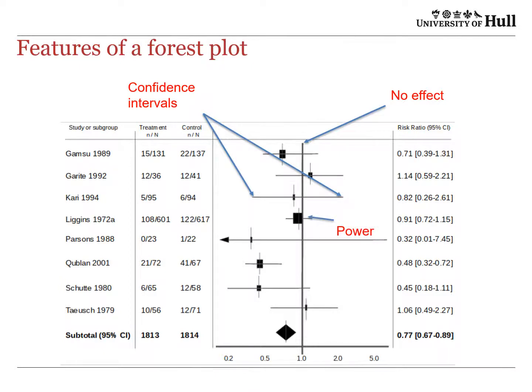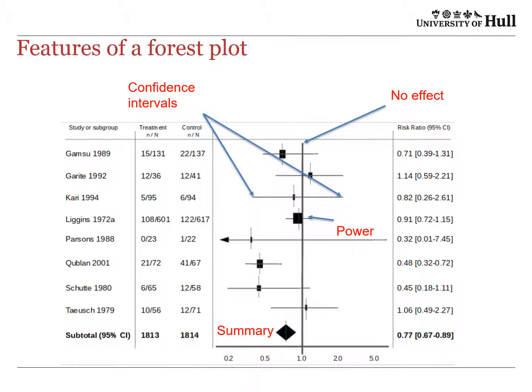The size of the squares represents the power, which is clearly related to the size of the studies. You can tell that by looking down the column to the left there. And you can see that there's a reciprocal relationship between the power and the confidence intervals. The larger the power, the smaller the confidence intervals. So that tells you that the larger studies are essentially the better. And finally, there's a summary diamond which summarizes the effect of all the trials together. And here it lies clearly on the side of favoring the control group.